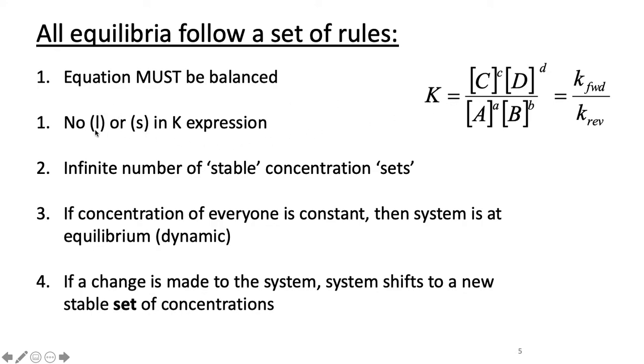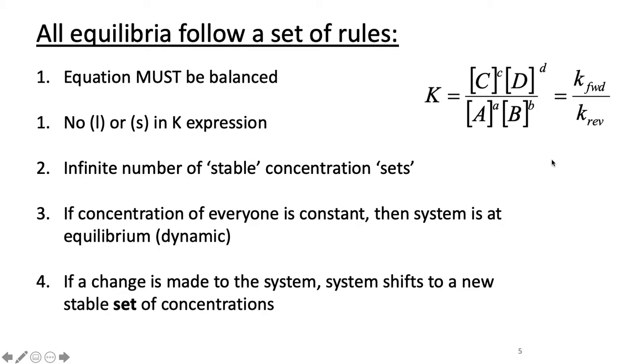Remember, no liquid or solids appear in my equilibrium expression or my quotient Q either. I can have an infinite number of stable concentration sets. Even if I just change the temperature, I will have a different concentration of my reactants and my products, giving me a different K at different temperatures.